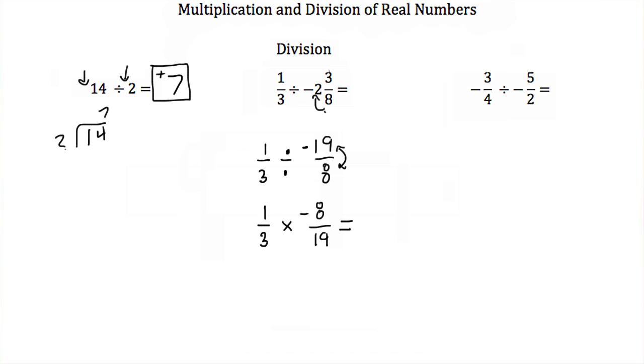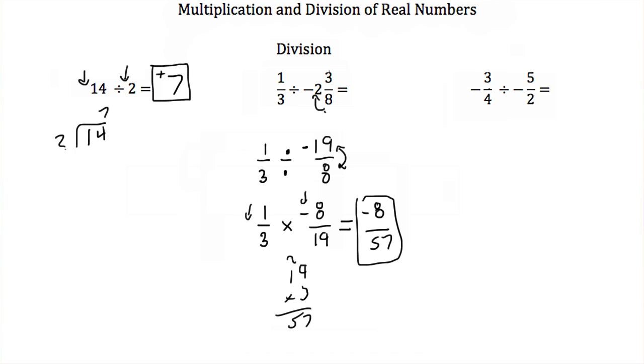So we multiply across, we get 1 times negative 8. That's an 8. And then 3 times 19 is 57. And then we have one negative and one positive number. So this is a negative 8/57. Now let's look at our last example.